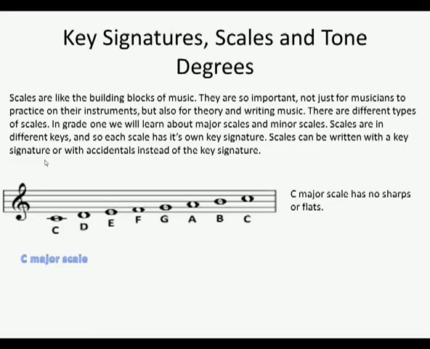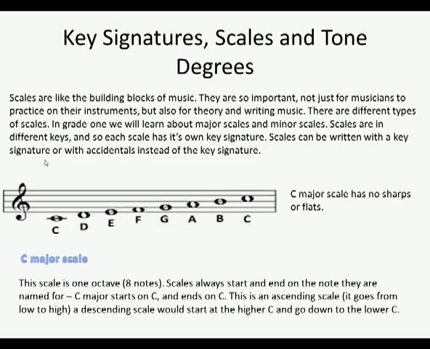C major scale has no sharps or flats. Remember, C major key signature has no sharps or flats, and therefore C major scale has no sharps or flats. The scale above is one octave, which really just means eight notes. Scales always start and end on the note they are named for. So C major scale will always start on C and end on C.